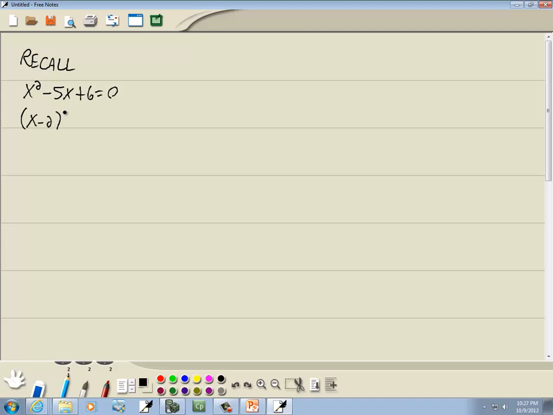This would be x minus 2 times x minus 3 equal to 0. Then we set each factor equal to 0. So I set x minus 2 equal to 0 and x minus 3 equal to 0. And we get x equal to 2 and x is equal to 3. Now these would be our zeros. They're also called our roots.